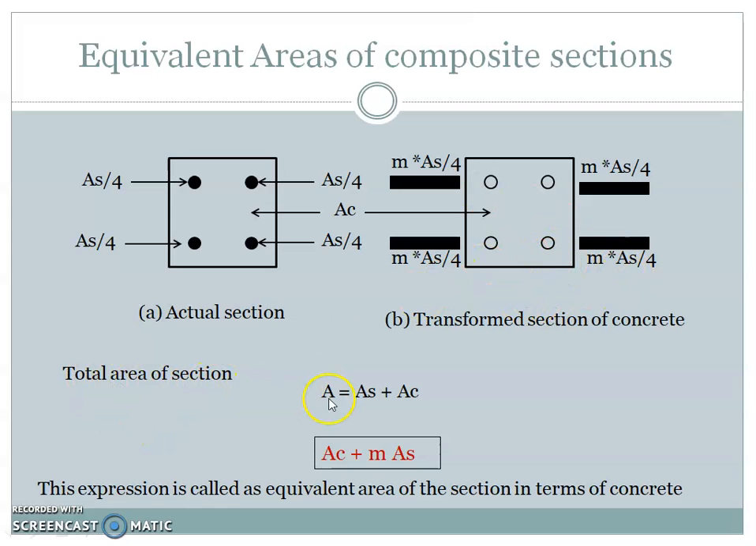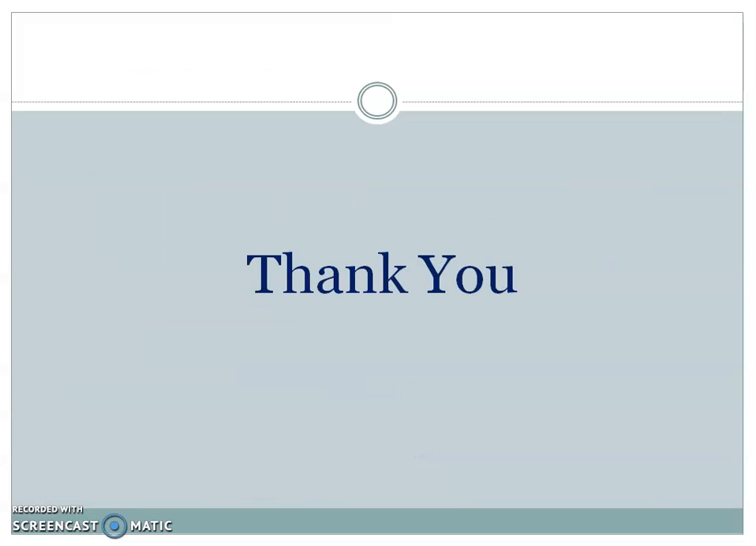The total area of the section is A, which is equal to AS plus AC. After considering the equivalent area, we get the expression AC plus M times AS. This expression is called the equivalent area of the section in terms of concrete. You do not have the derivation of this equation, which is why I have not done this in detail. You only have to know the final equation and the concept of equivalent area. We are just going to use this equivalent area concept for further analysis. Thank you.